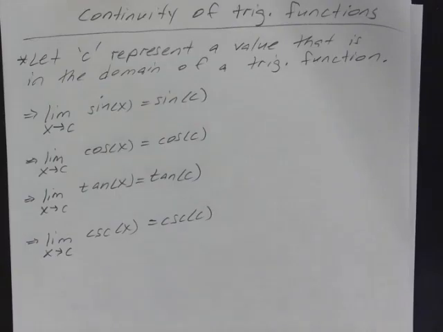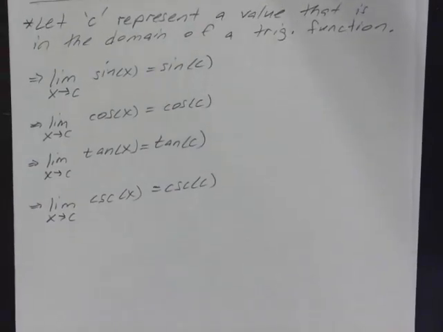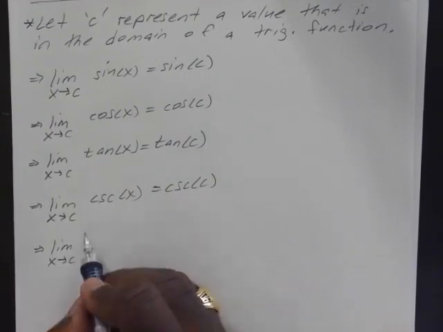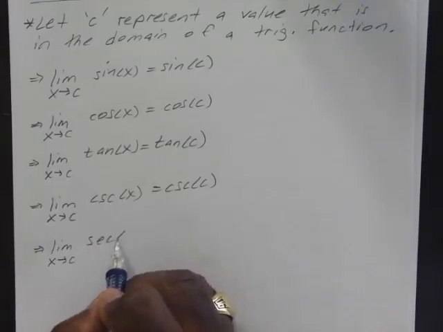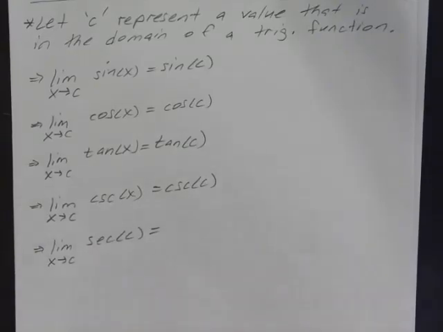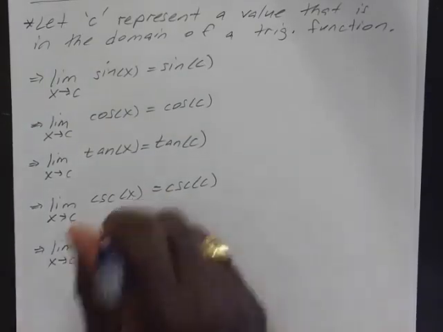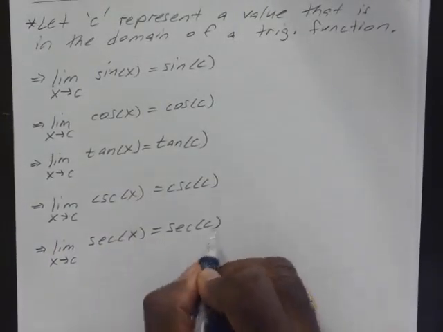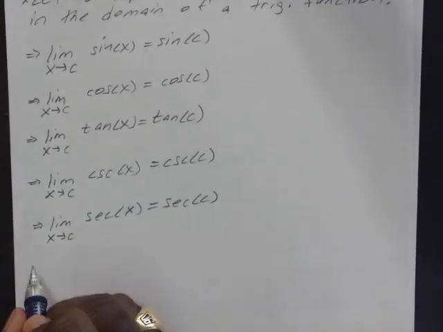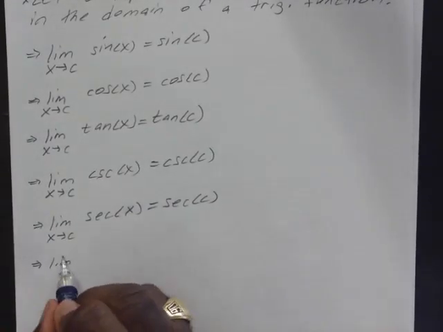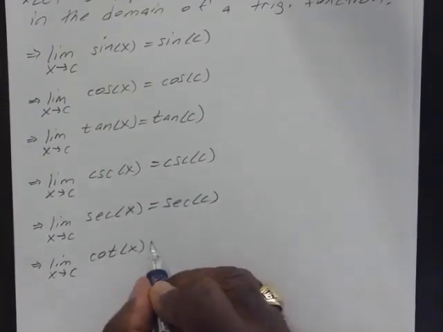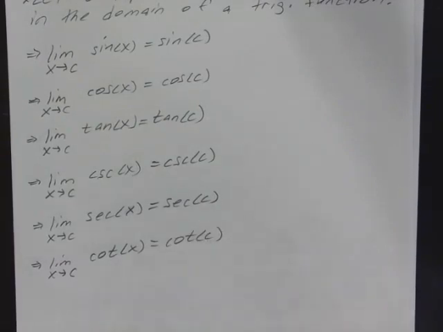You can probably kind of see the pattern here. The limit as x approaches c of secant of x is secant of c. And the limit as x approaches c of cotangent of x equals cotangent of c.